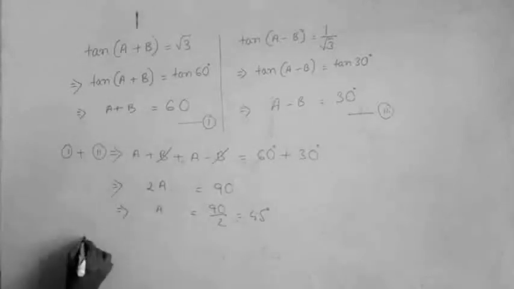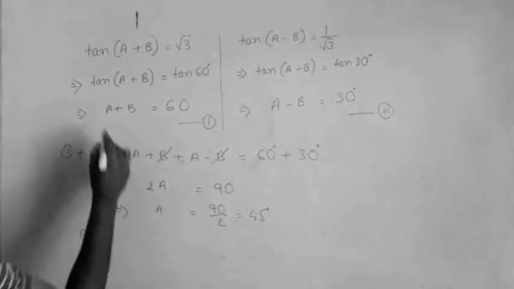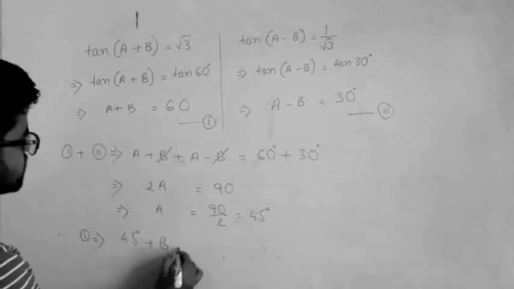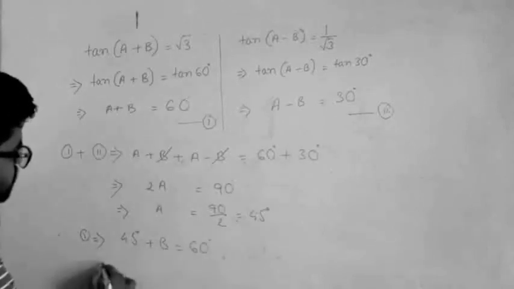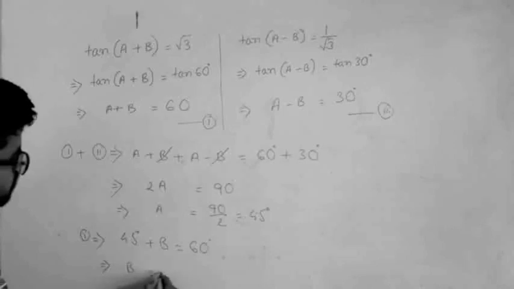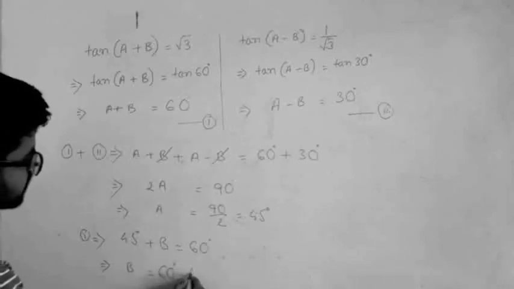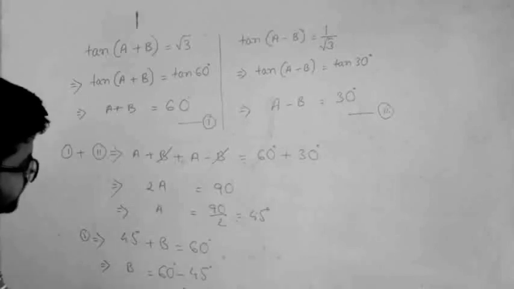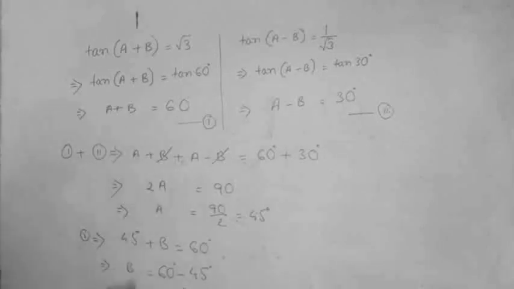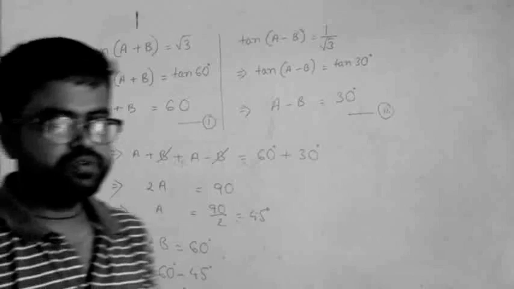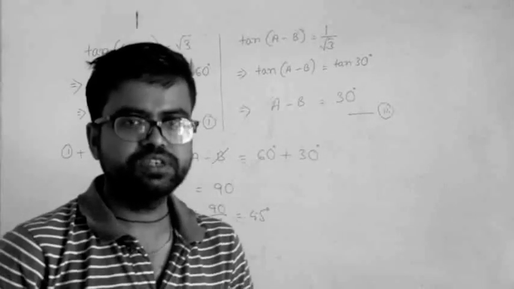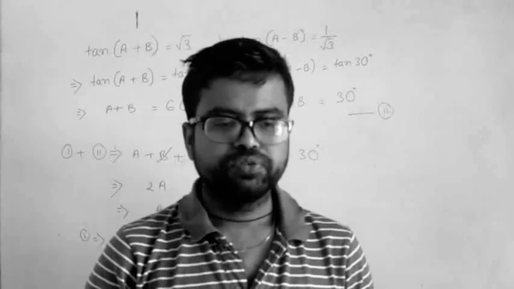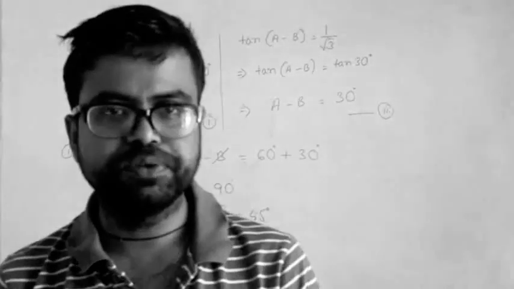Now take one of the equations. Equation 1 implies, since a is 45, 45 plus b equal to 60. So b equals 60 minus 45, which is 15 degree. I think you have understood this. So try the remaining questions from your side, and we'll come up with more concepts in the next videos. Thank you.